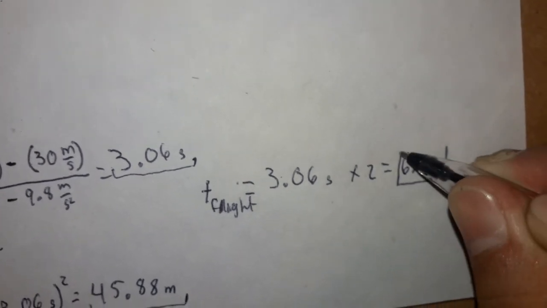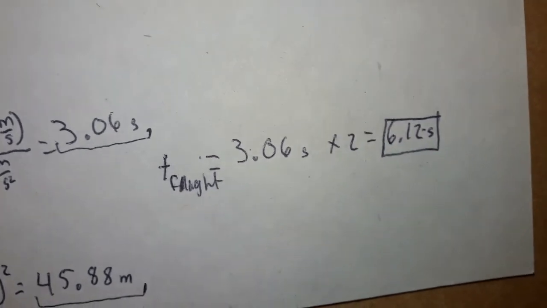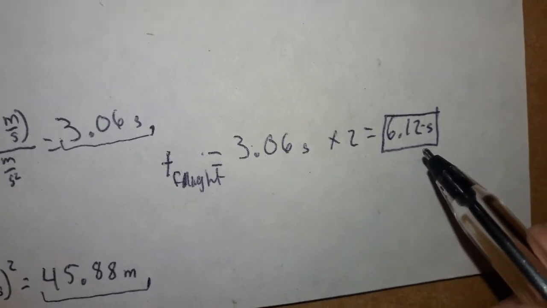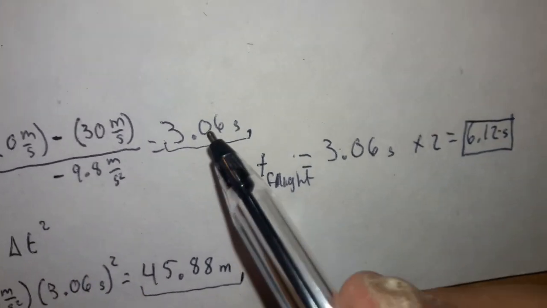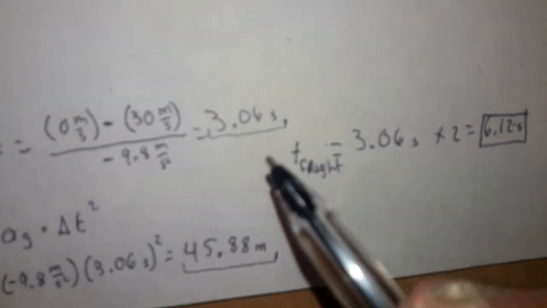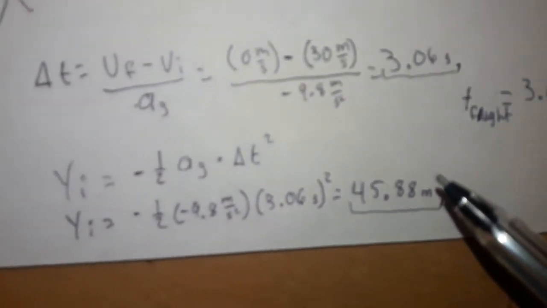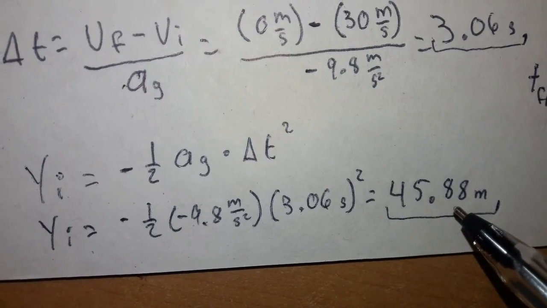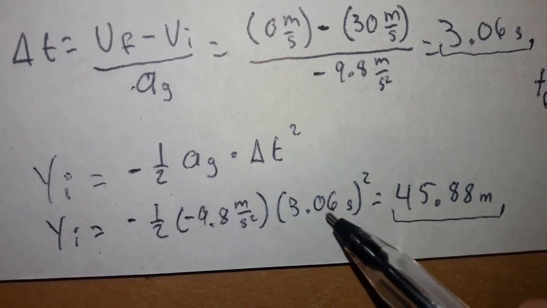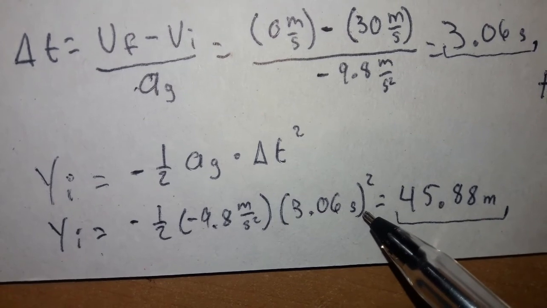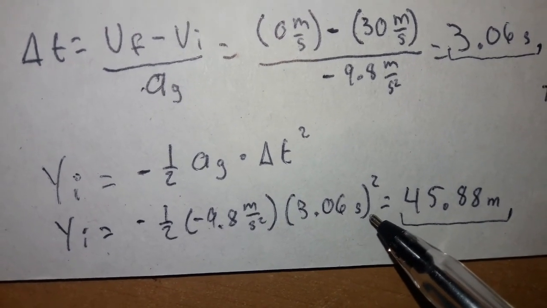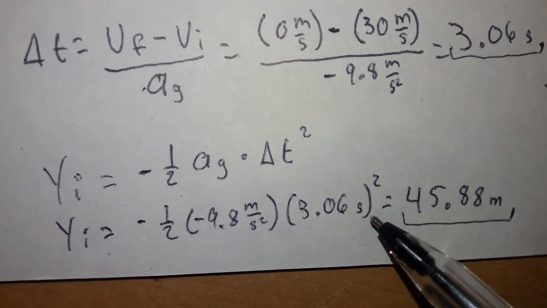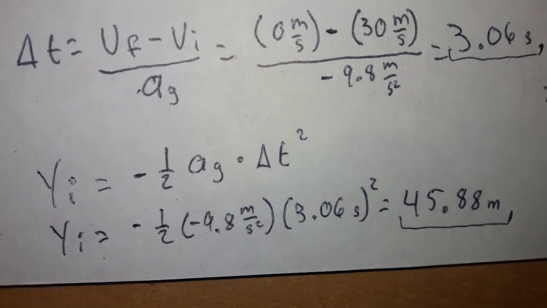So this is the total time of the flight, that is twice this, because it goes up and down, and this is the height that I calculated, taking into account that it fell during 3.06 seconds. So I can calculate it like this, as if it was free fall. That's all.